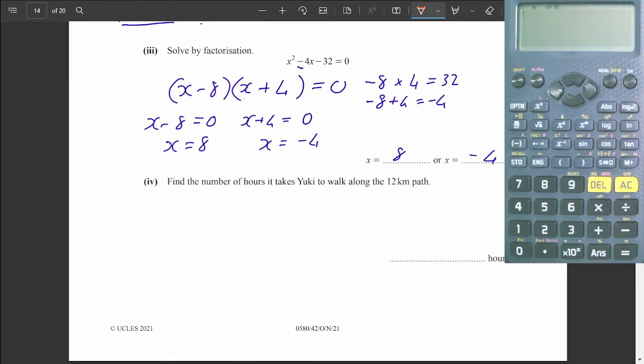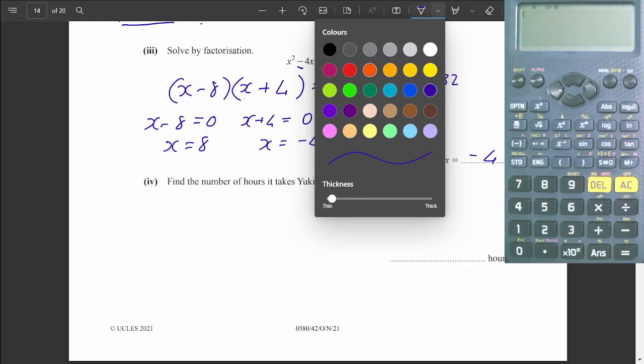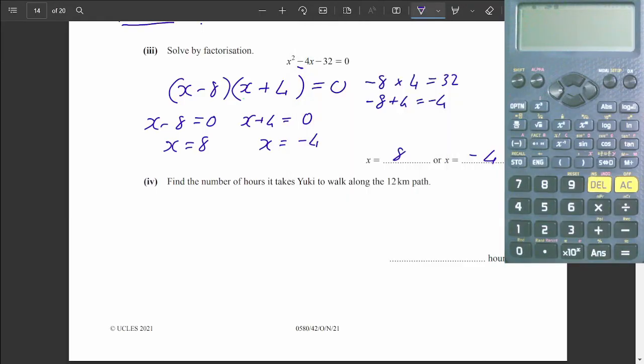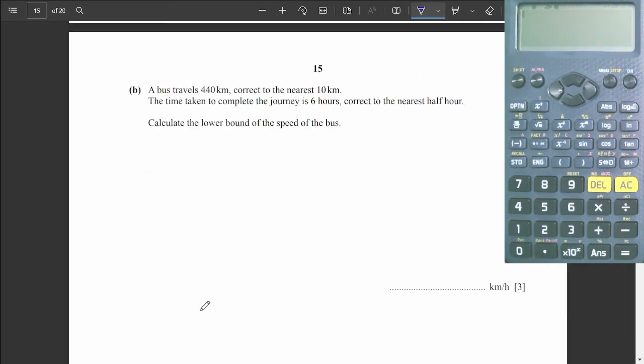Okay, let's have a look. We need to substitute that now. 12 over x minus 4. If we put the negative number in there, we're going to get a negative answer. Now, she wasn't going back in time, so I guess we're going to have to put in the positive x value, which gives us 8 minus 4 is 4. That gives us 3 hours. Now, we've done it.